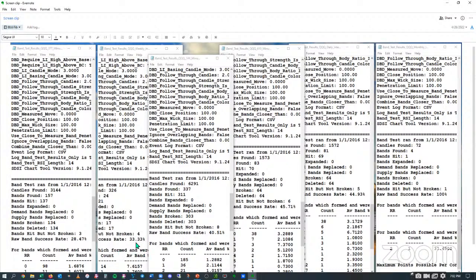Weekly was 33%. 144-minute was 40.151%. The 610 was 45.7. The daily was 44.93. So those are pretty close. And then the monthly was 100%. But in this scenario, there were only 4 bands, and we don't make decisions based on only 4 bands. We always want to have at least 30 data points. So I chose to go with the 610 minute. So that's how I chose the time frame that we're using.